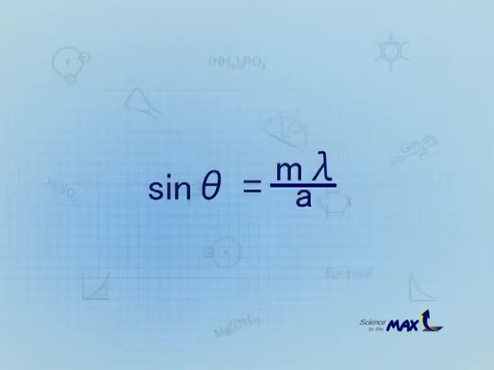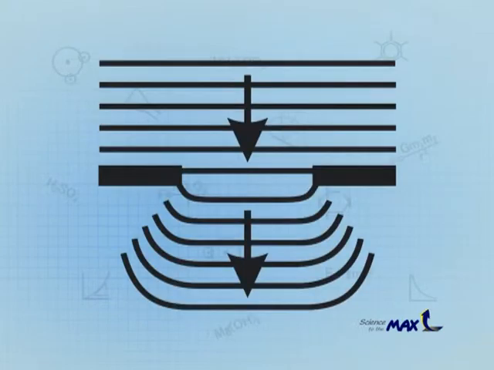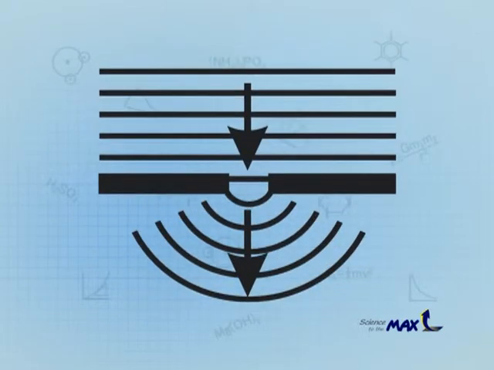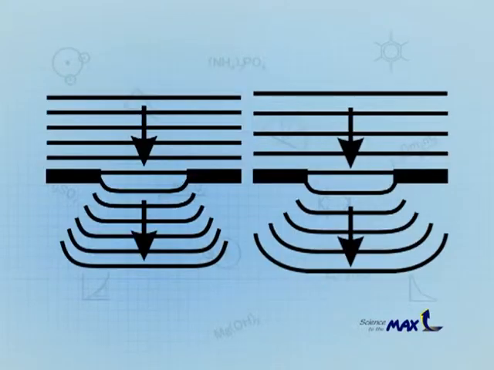The relationship is given as follows. Sine theta is equal to m multiplied by lambda, all divided by a. Remember, m is the number of the dark band, lambda is the symbol for wavelength, measured in meters, and a is the width of the opening, also measured in meters. The whole point of the calculation is to show that the smaller the width, the greater the diffraction, and the longer the wavelength, the greater the diffraction, as we saw earlier.